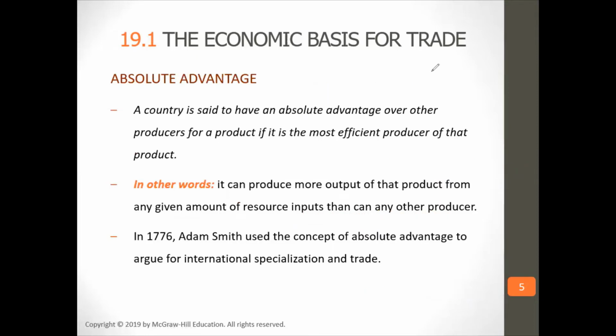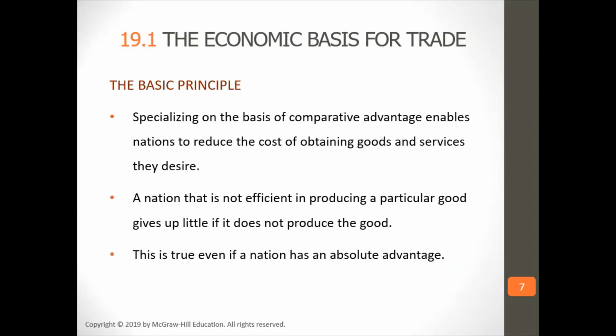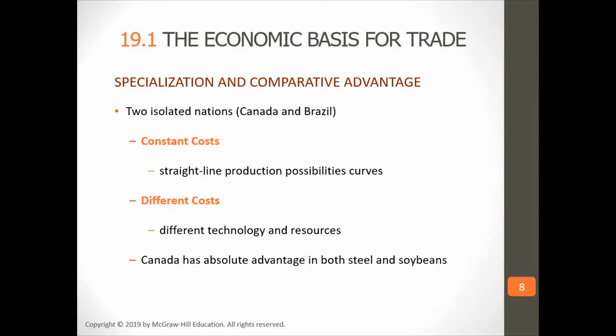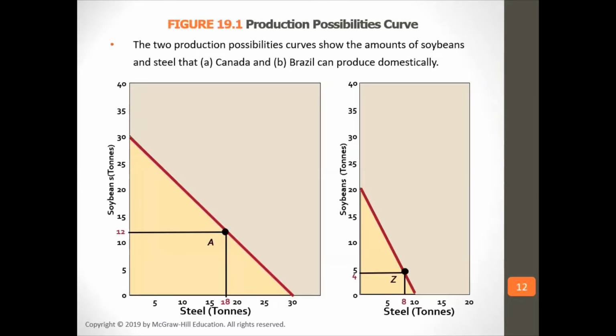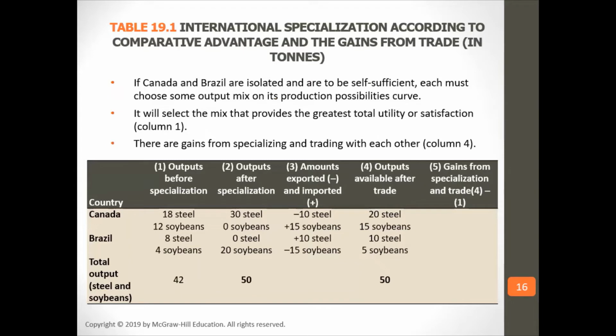One country is said to have an absolute advantage over other producers if it is the most efficient producer of that product. That's the absolute advantage. Comparative advantage is when they can produce the products at a lower opportunity cost. So Canada has an absolute advantage in steel and soybeans. But in this case, it's best if Canada specializes in one thing and Brazil specializes in another, and they both trade.